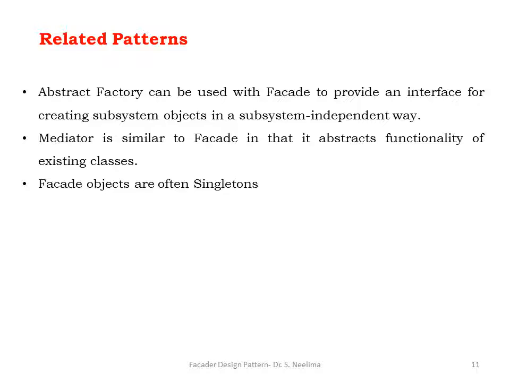The patterns related to the facade are, first, abstract factory. This can be used with the facade to provide an interface for creating subsystem objects in a subsystem independent way. The next one is mediator. Mediator is similar to facade in that it abstracts functionality of existing classes. Usually only one facade object is required, so the facade objects are often singletons.